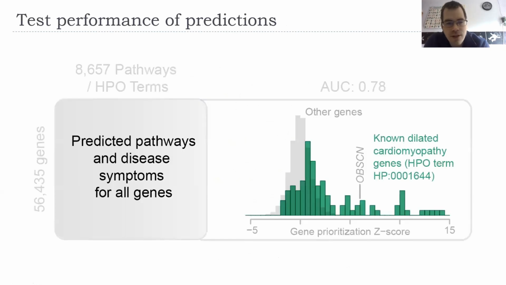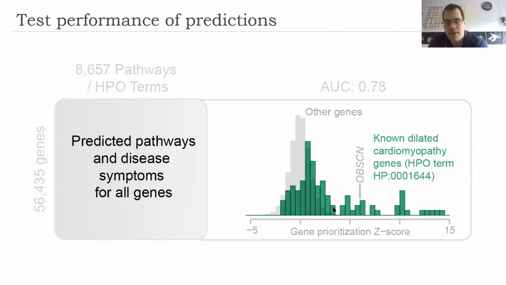And if we would do this for the dilated cardiomyopathies, if we do this in general, we're going to get, for all 50,000 genes, protein coding and non-coding, and for all pathways and HPO terms that we put into our predictions, a prediction score.